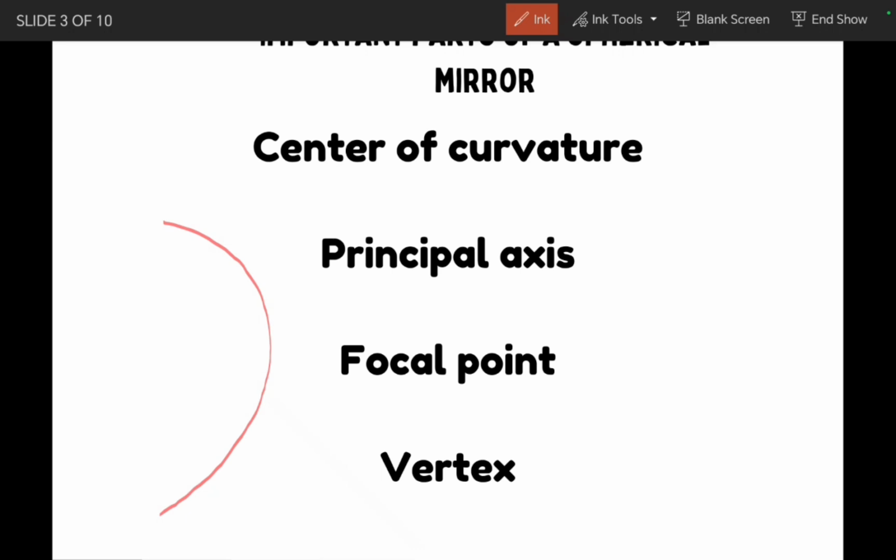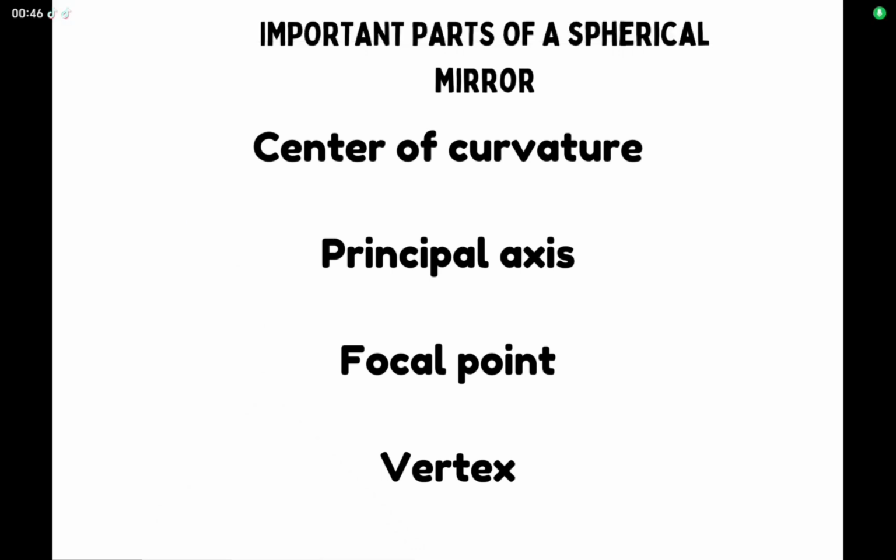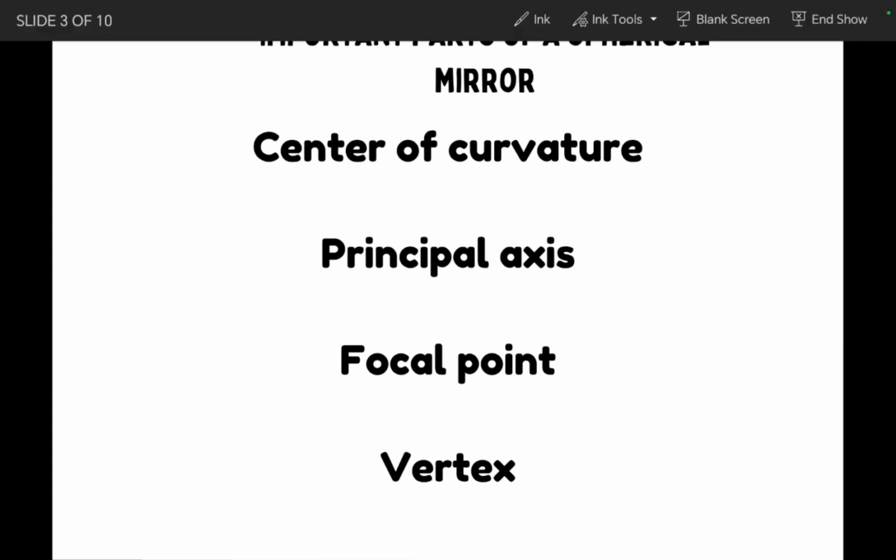So, what is a center of curvature? The first important part of a spherical mirror is the center of curvature. Then we have the principal axis, the focal point, and the vertex. What is a center of curvature? The center of curvature, class, is defined as the center point of a sphere of which the spherical or curved mirror is a part. For this video, we are going to use a concave mirror as an example.